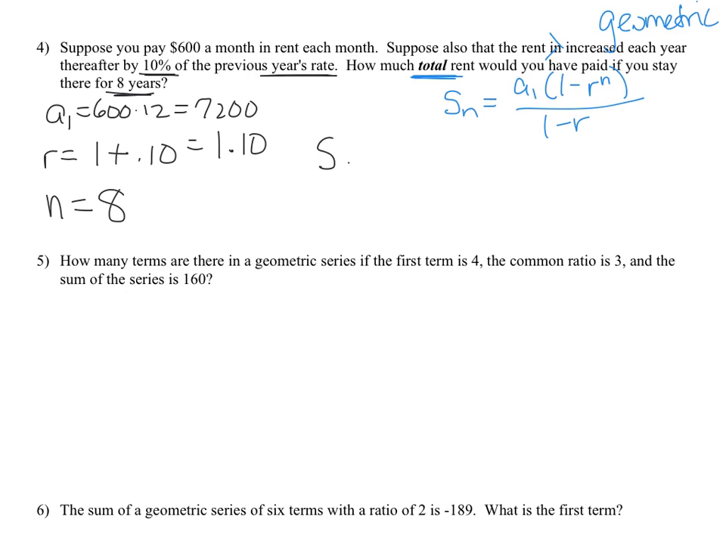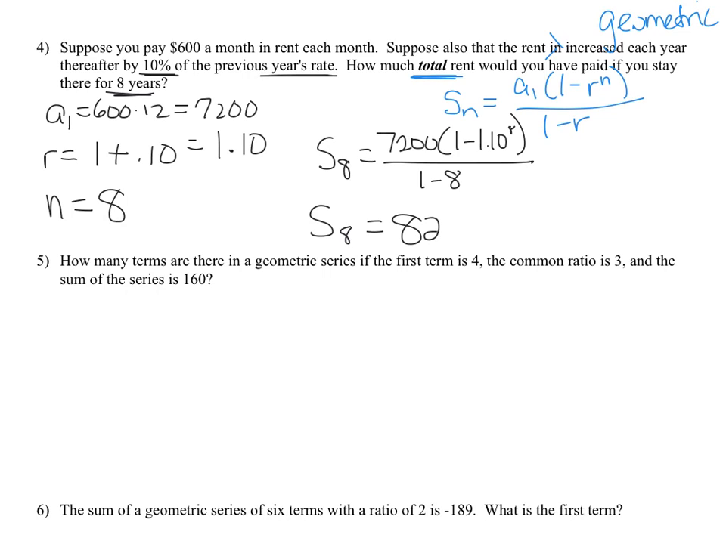So the sum of 8 is equal to the first year's rent times 1 minus 1.10 to the 8th power divided by 1 minus 1.10. And you simply plug it in your calculator and you find the answer. Just do your best, follow your order of operations, and plug it in right.